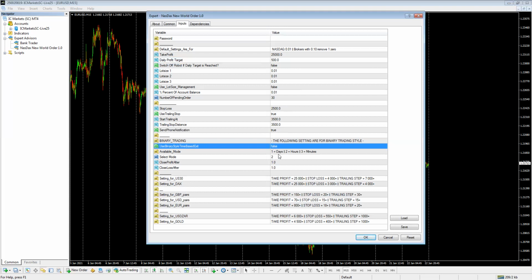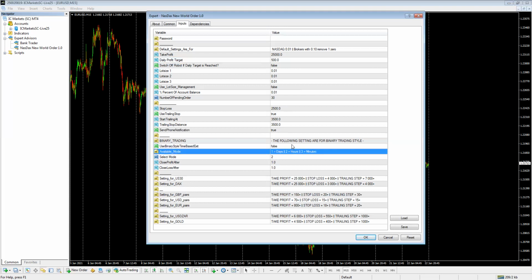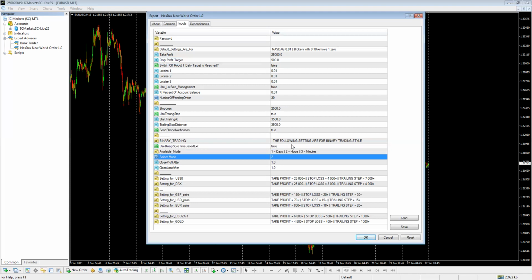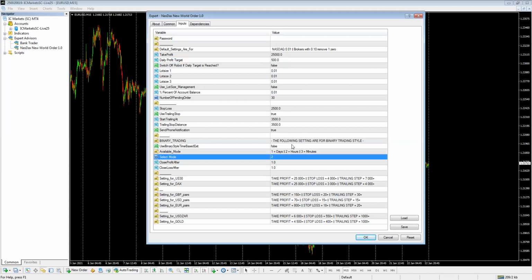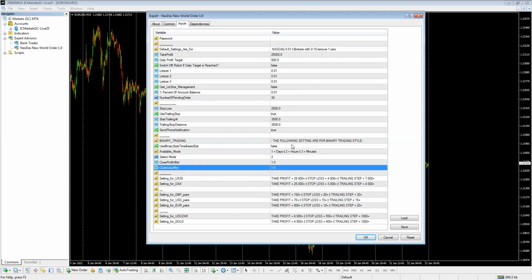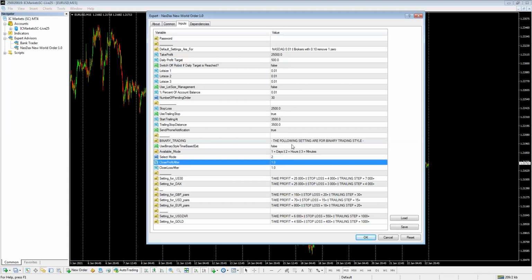Okay. Mode one, days, hours, and minutes. So if it's on 2, this means the robot will close the trade after 1 hour. If it's 3, this means minutes, it will close after 1 minute. If it's days, it will close after 1 day. So whatever you decide on, just remember, it will only close after it reaches the time limit that is set.